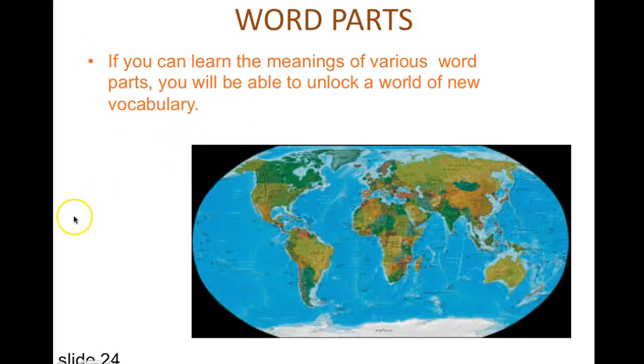Our topic for today is word parts. It's a true fact that if you can learn the meanings of various word parts, you'll be able to unlock a whole new vocabulary for yourself. That's the reason why since day one, you've been doing a weekly word work assignment. The idea is that by becoming familiar with how words are put together, what some of the basic word parts are, along with their meanings, you'll be able to unlock words without always having to run to a dictionary for assistance.